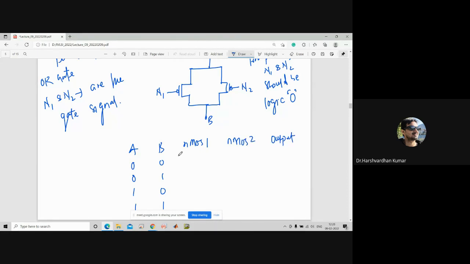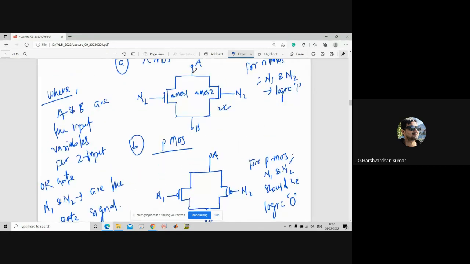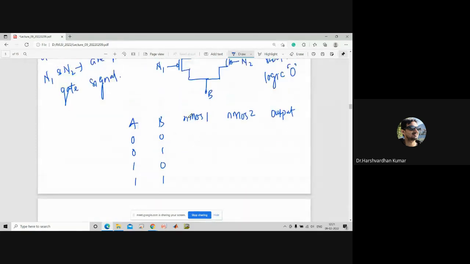So what will happen if A is 0 and B is 0? What will happen to the transistors? Will they operate or not? Which transistor will operate and which transistor will be off? So for 0, 0, both the transistors will be off.